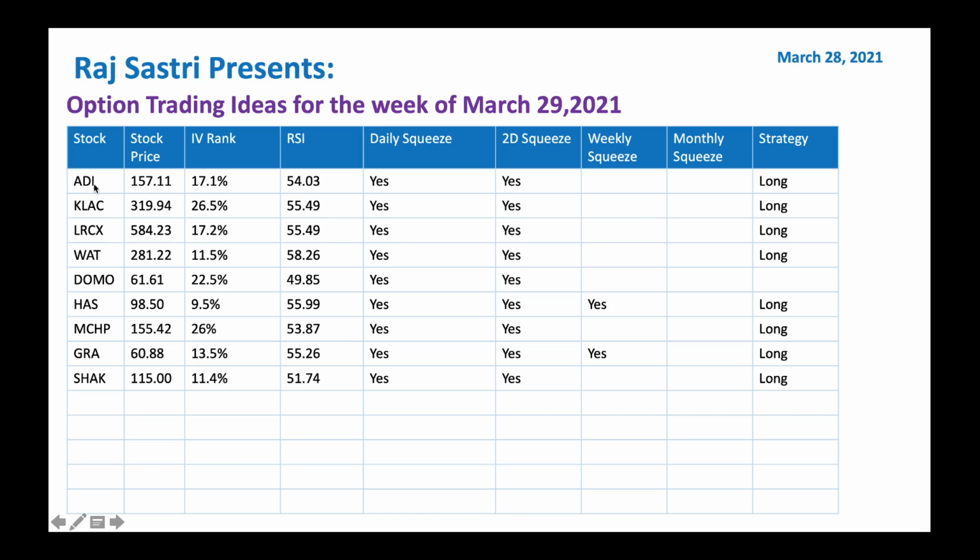So you've got ADI, KLA10 core, Lam Research, Waters, DOMO, Hasbro, MCHP, GRA, and SHAK. You could employ similar strategies here. Buy a long call, or a call spread, or you could sell premium if the IV is high. In this case, the IV rank is all low. So when IV rank is low, you should really employ strategies like a long call, delta 70 or higher, or a call spread. Those are the good strategies.